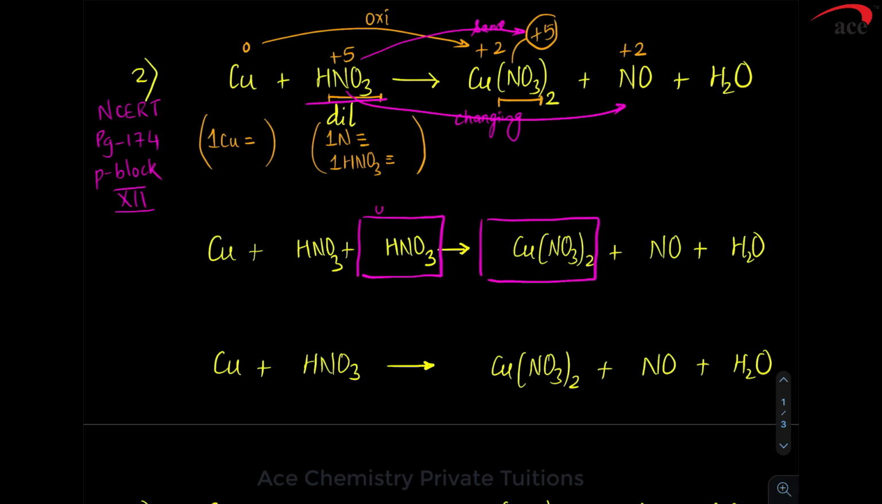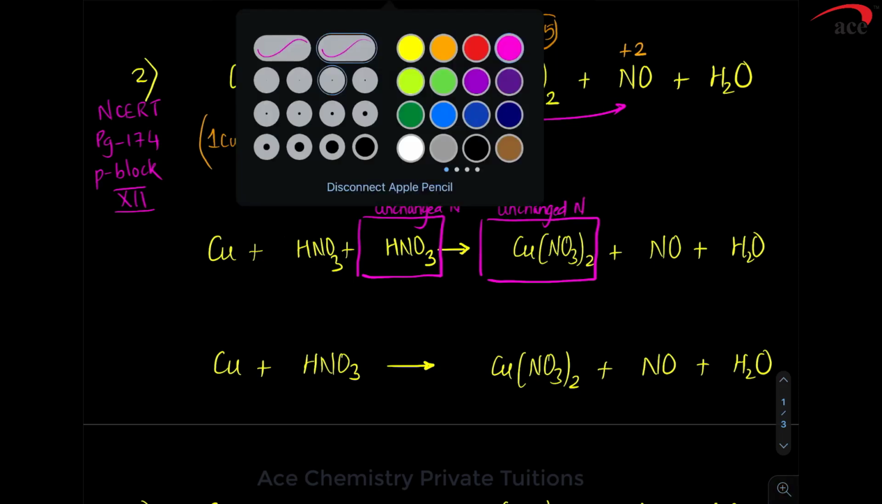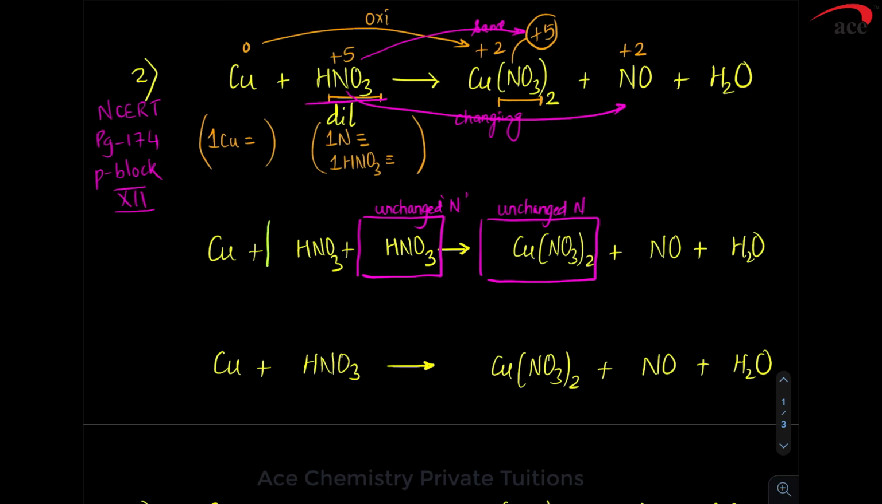And I'll call it as unchanged nitrogen. Why unchanged nitrogen? Because the oxidation state of nitrogen in both the cases is same. I'll call it as unchanged nitrogen, and I'll put a mark here also.